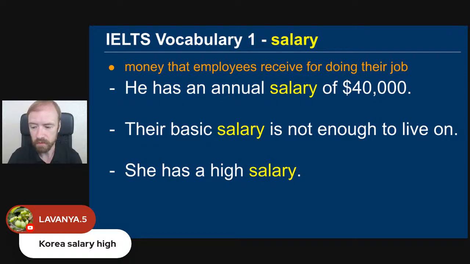If you're comparing, every country has different average salary. But the cost of living, which we studied in a previous vocabulary video, is very different in every country. So, yeah, in Korea you can make a higher salary, but the cost of living is very expensive, especially about housing.